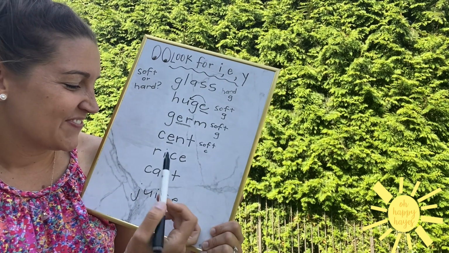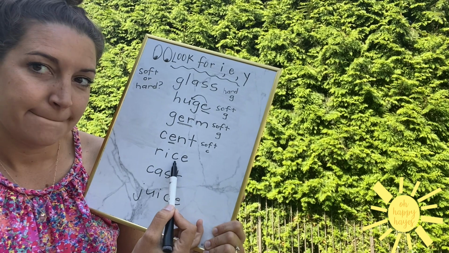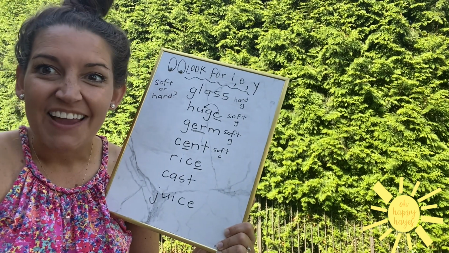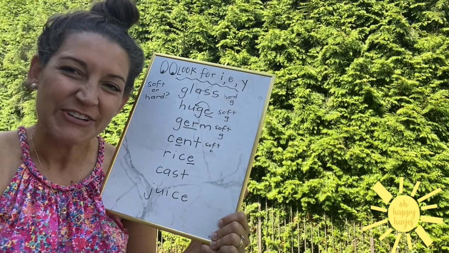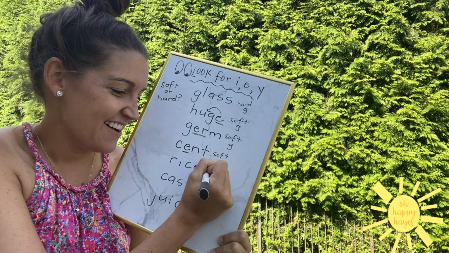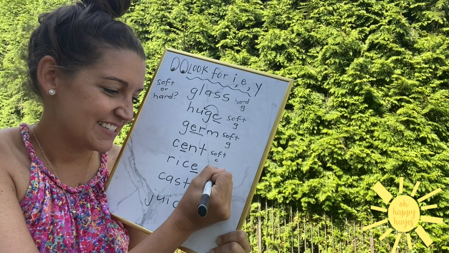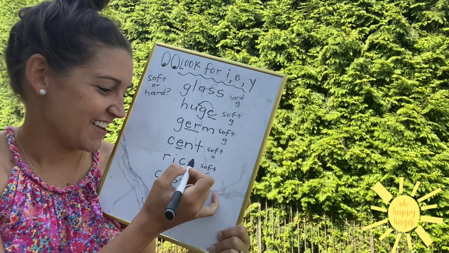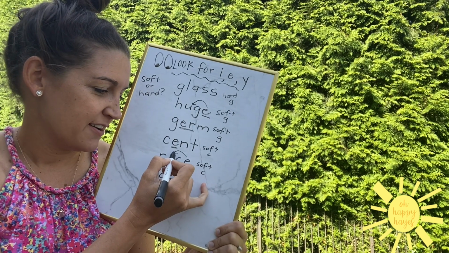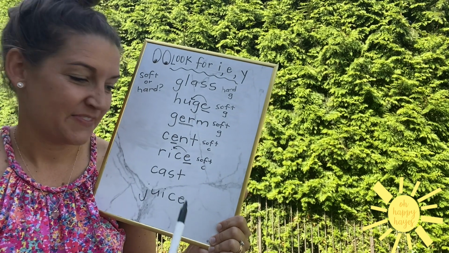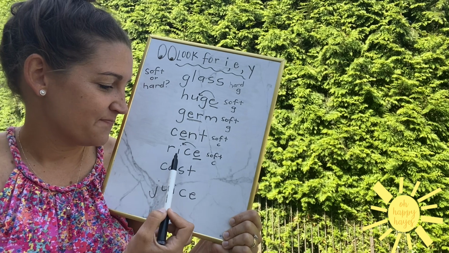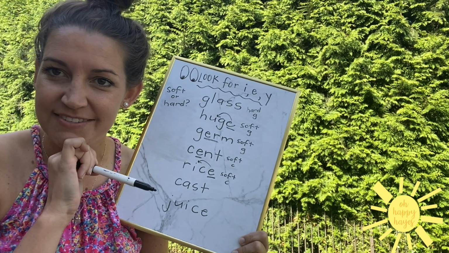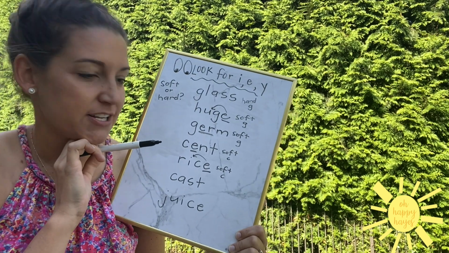All right, here we go. I'm looking for the C. After the C, I found another E. Hard or soft? Yes, soft. And is this a regular E? It's a Bossy E, you're right. So it's gonna jump over and tell the I to say its name. Sound it out. Get ready. Yes, rice. Do you like to eat rice? It's one of my son's favorites.